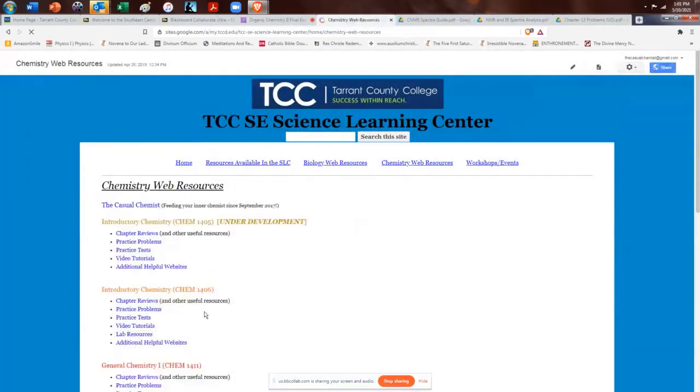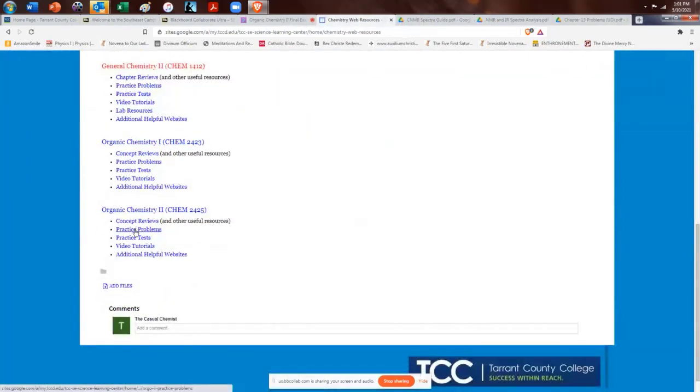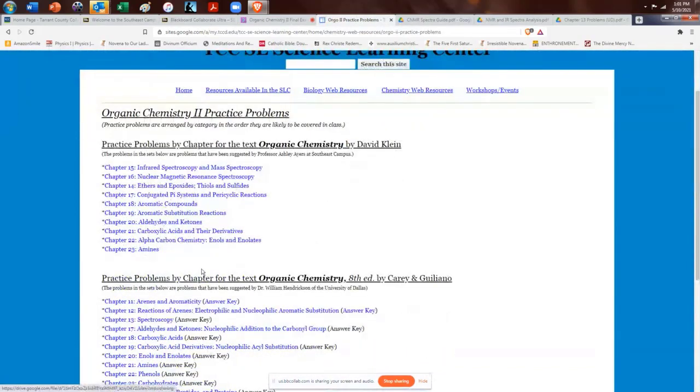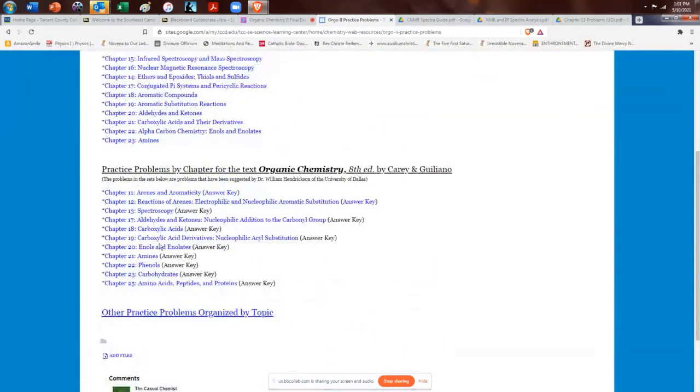Then the other thing is practice problems. We don't have answer keys for the practice problems for these, and admittedly, I've been working on the answer keys for the second set. I had a couple on arenes and aromaticity, reactions of arenes, electrophilic and nucleophilic aromatic substitution. That's something that we did not go over in this review, but will be covered in the test. So if you want to go over aromaticity, there are some really good practice problems with answer key here.